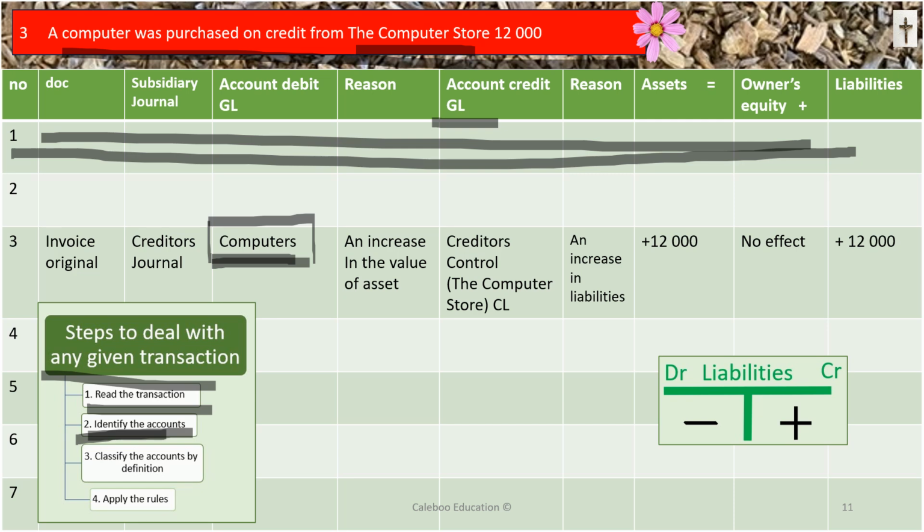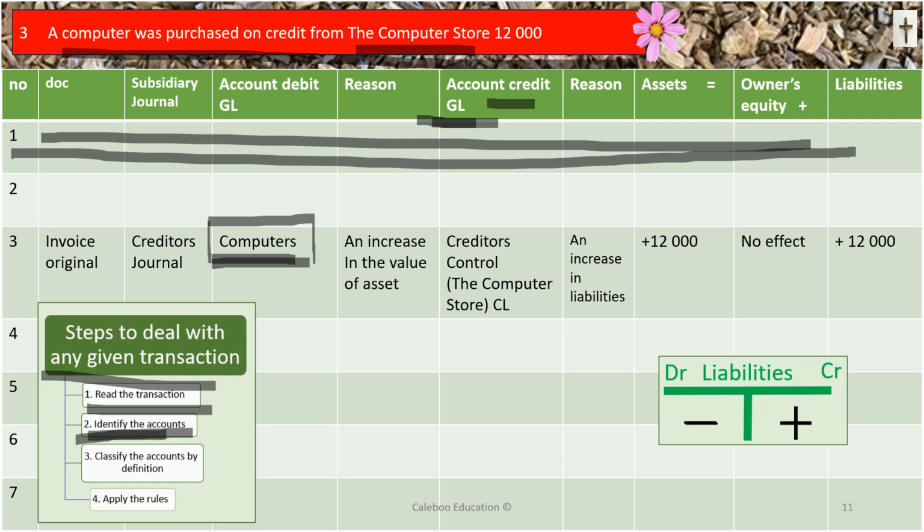Under account credit, I've put the name of the general ledger account and the name of the supplier, which goes into another ledger called the creditors ledger or accounts payable. I will discuss the creditors ledger in more detail in a different video. But the account in the general ledger that is credited is creditors control.